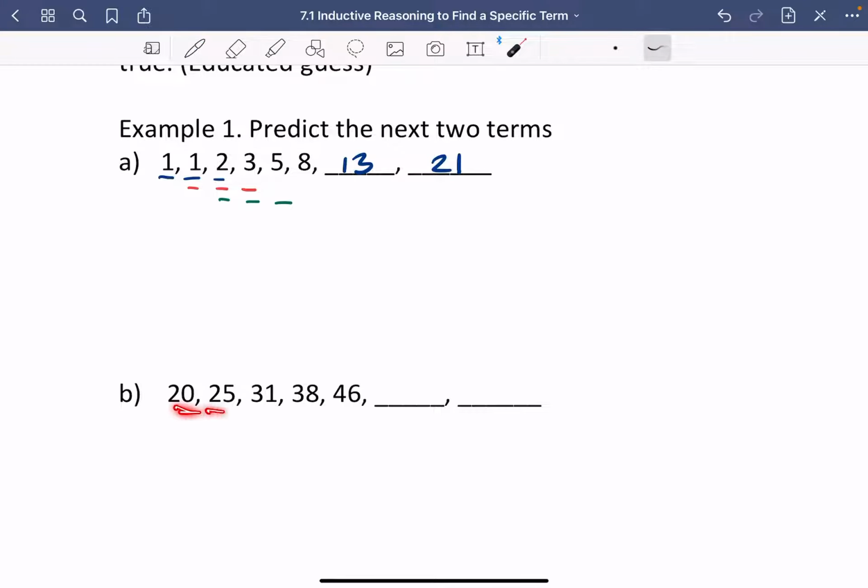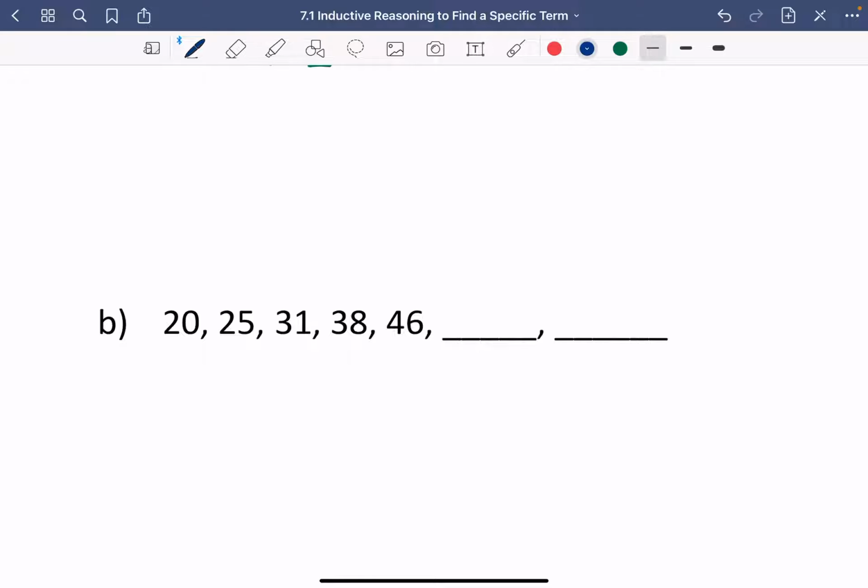25, 20, 25, 31, 38, 46, etc. When you see this type of sequence, just look at the relationship between each of the terms. So let's see. You can see that from 20 to 25, we're adding on 5. And then 25 to 31, it's plus 6, plus 7, plus 8.